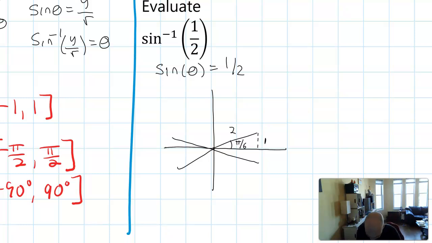But this sine theta is positive 1/2. So where would the two quadrants be where that's positive? It would be in the first quadrant or the second quadrant, because I would also have an opposite of 1 and a hypotenuse of 2 there. So the two candidate answers are 5 pi over 6 and pi over 6.